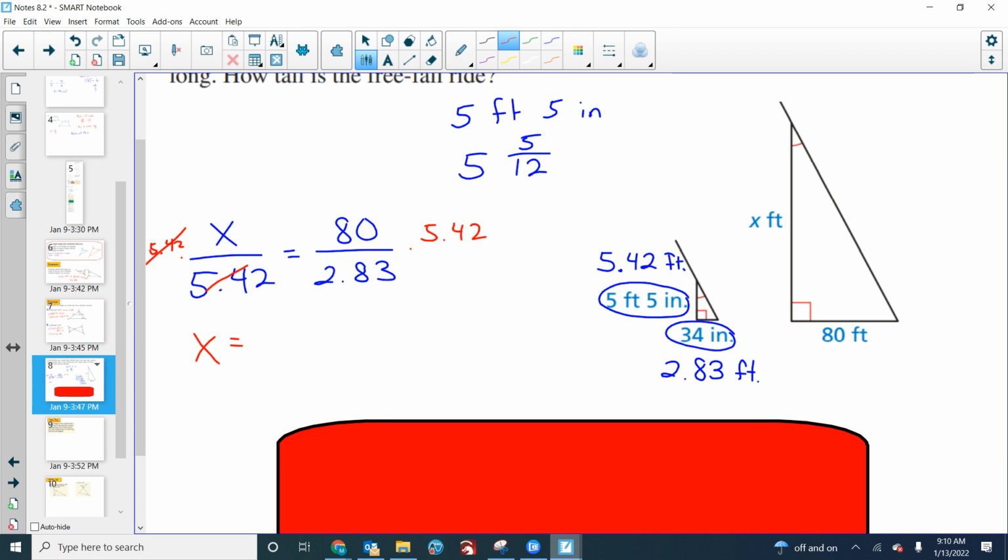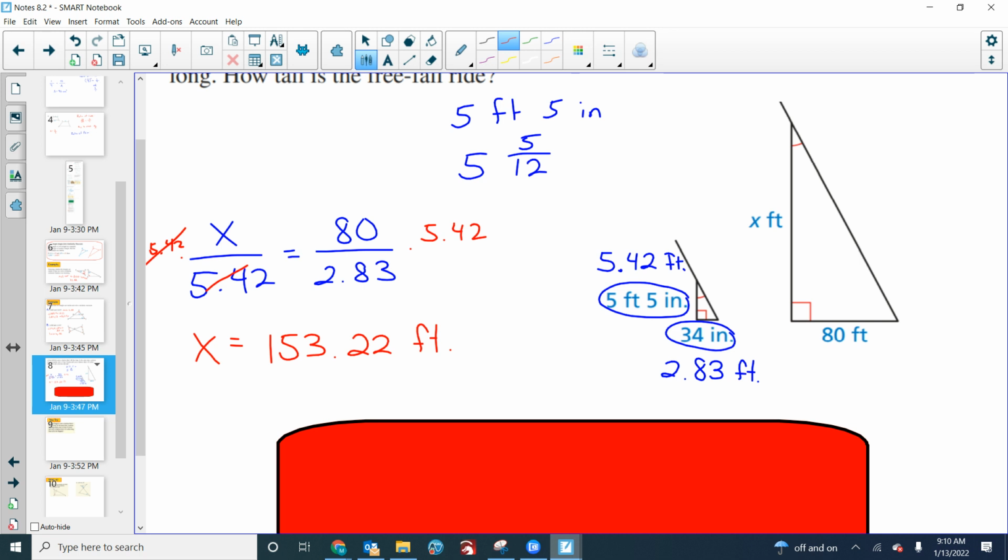80 times 5.42 and then divide by 2.83. I'm getting 153.22 feet. Did you get 153.22, Emma? I set my proportion up differently and got the same thing. Yeah, there's several ways you could do it.